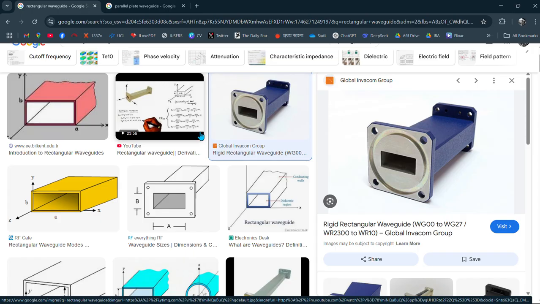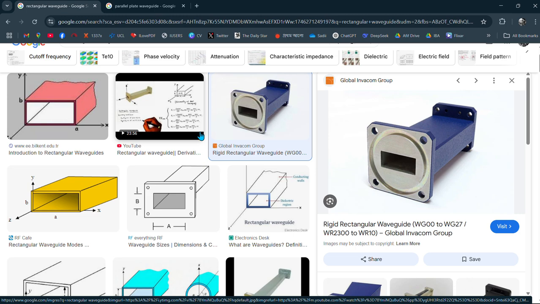And in the case of field confinement, the field confinement in the parallel plate waveguide is very weak, and the field actually spreads out to other places. In the case of the rectangular waveguide, as the shape is rectangular and enclosed, the field confinement is strong. That means the waves are confined within the guide.